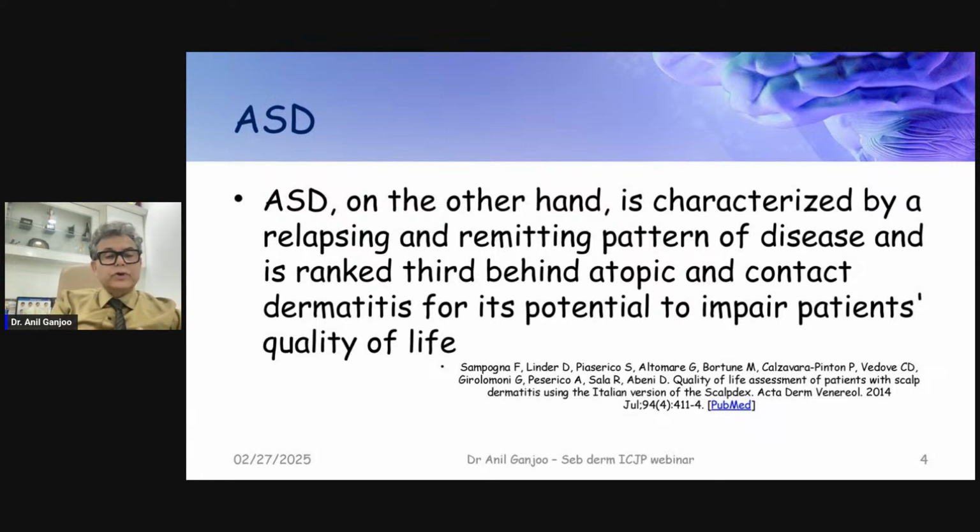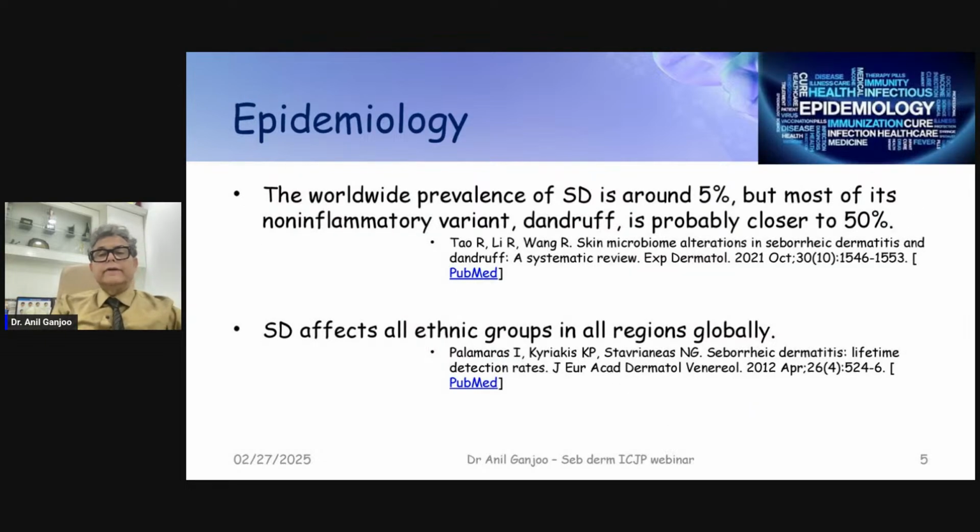The adult seborrheic dermatitis, on the other hand, is a more chronic, relapsing and remitting condition, and is quite common. It can have a huge impact on the quality of life. In fact, it has been ranked just behind atopic dermatitis and contact dermatitis as far as the effect on the quality of life is concerned. The prevalence is quite high.